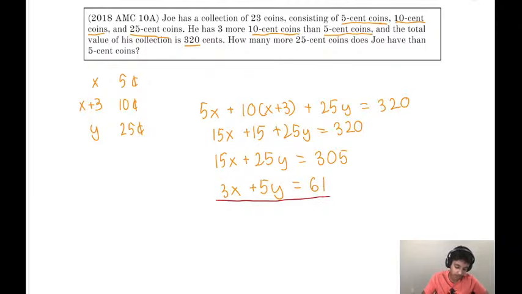And now we don't really know what to do, but the only thing we haven't used is the 23 coins. Another really good problem-solving strategy is, whenever you're stuck, look at the information you haven't used yet. In this case, we have not used the fact that he has 23 coins. So what does that mean in terms of equations? Well, that means we have X plus X plus 3 plus Y equal to 23. That means 2X plus 3 plus Y is 23, or 2X plus Y is 20.